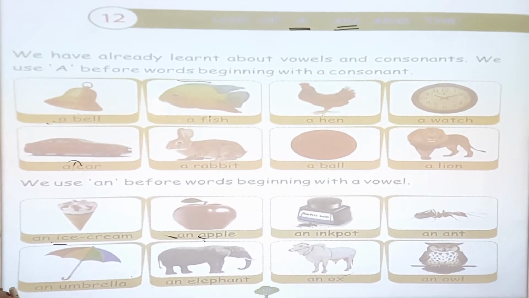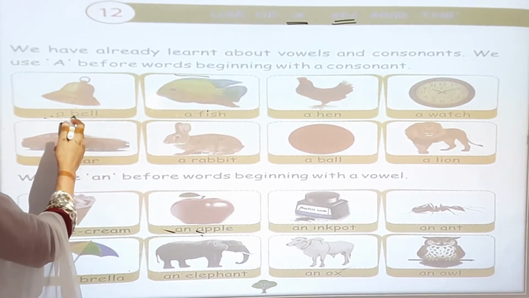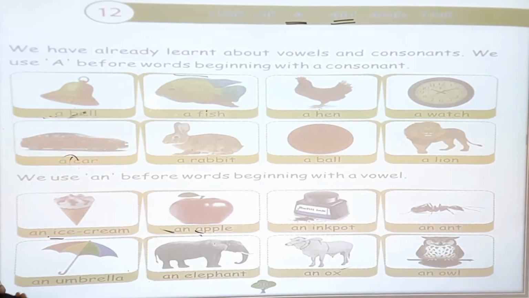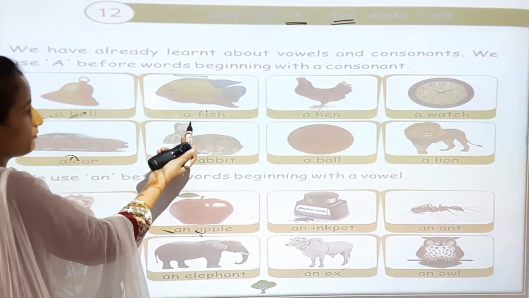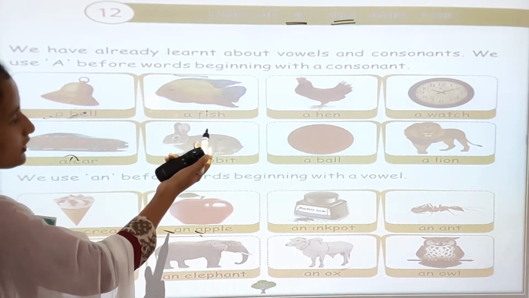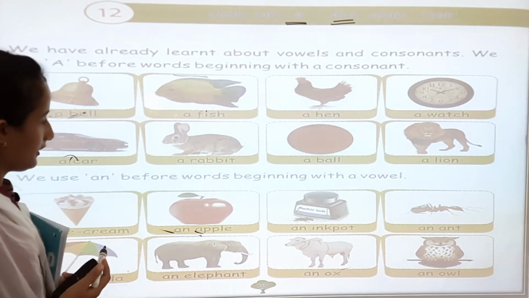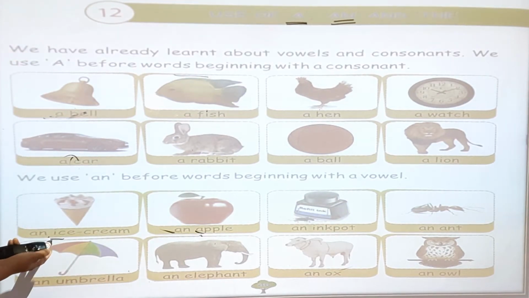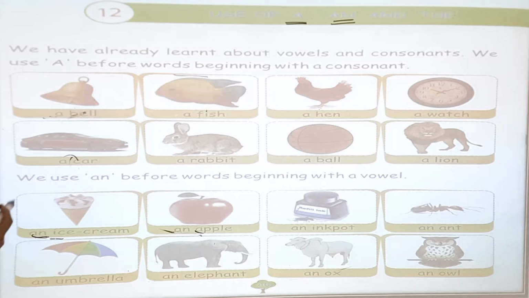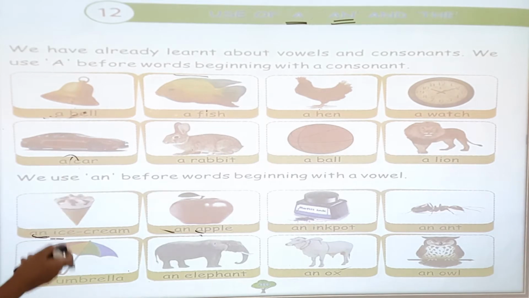A bell, a fish, a hen, a watch, a car, a rabbit, a bull, a lion. Because of B we are using a, because B is a consonant. Because of F we are using a, because F is also a consonant. H is also a consonant, that's why we are using a. Now I is a vowel, that's why we are using an. So these are the words where we use an before a vowel word and a before a consonant word.